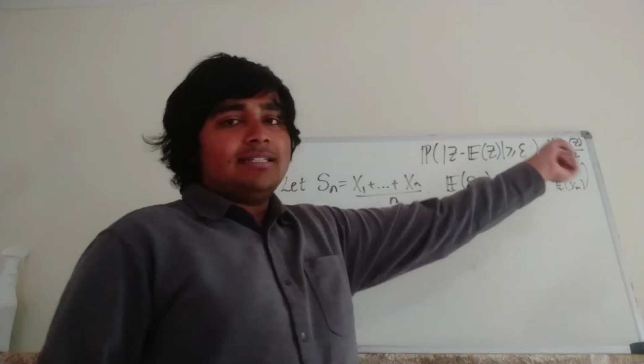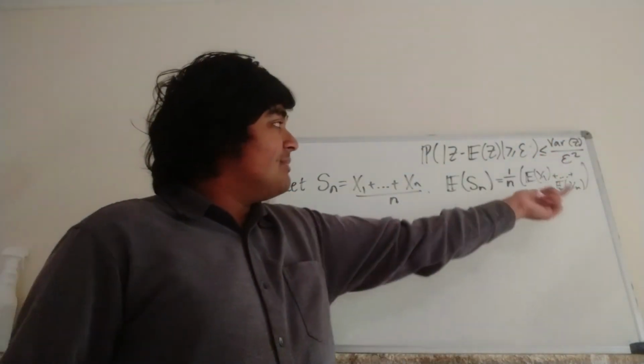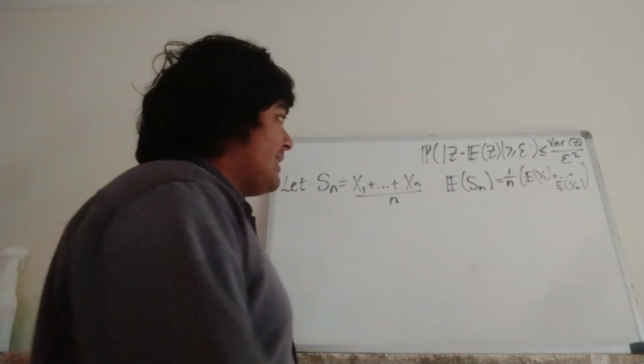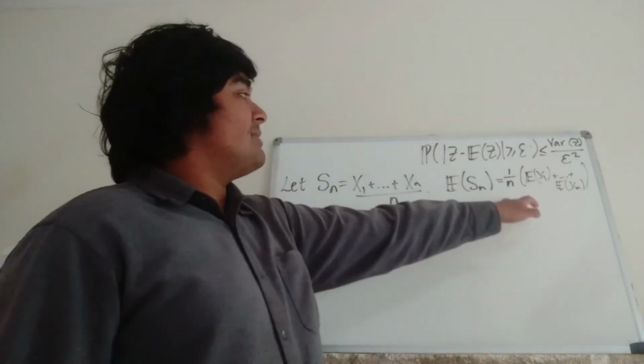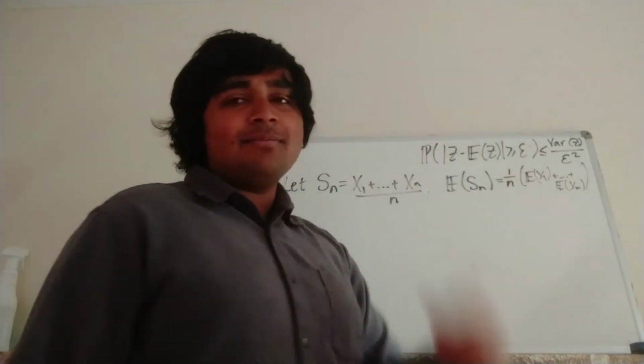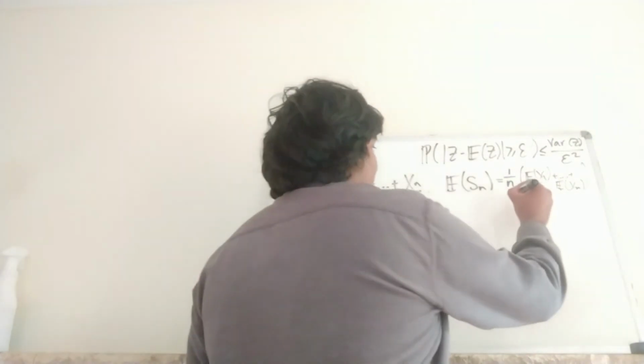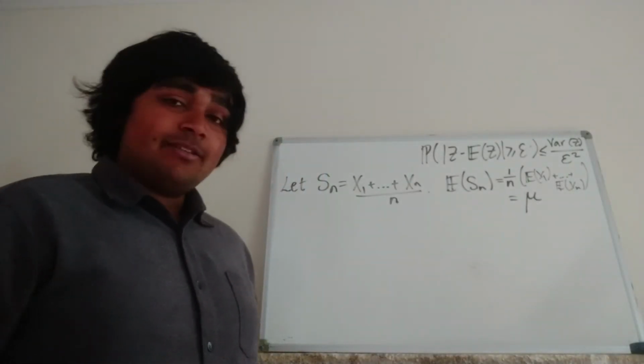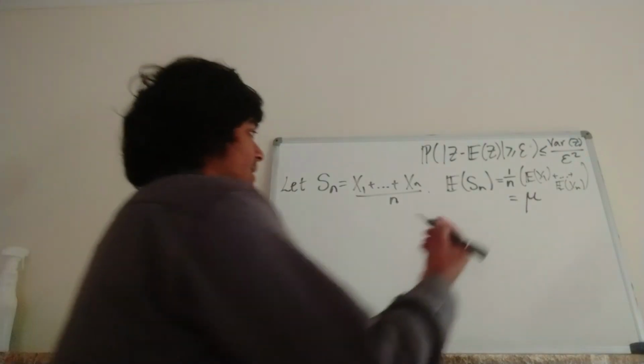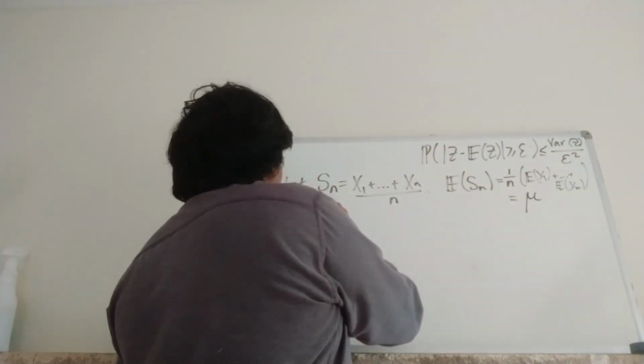But each of these guys here are just mu, and there are n of them, so it's going to be n times mu, and then timesing by this 1 over n, we're going to get 1 over n times n mu, which is just mu. So all in all, the expected value of Sn is just mu. Great. What is the variance of Sn? Let's write it here. Variance of Sn.